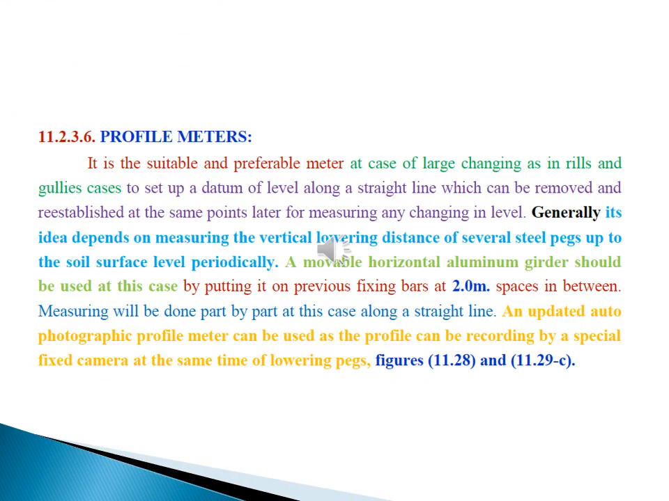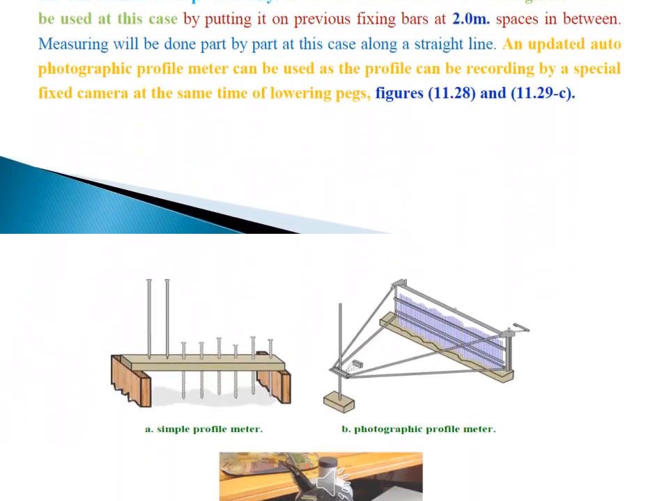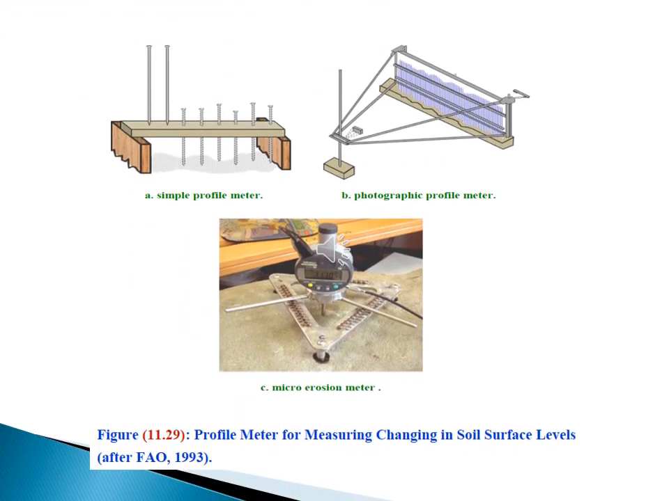Method number 6. Profile meter. It is a suitable and preferable method in the case of large changes, as in rills and gullies, to set up a datum of level along a straight line which can be removed and re-established at the same point later for measuring changes in level, as shown in the enclosed figure. Figure showing profile meter for measuring changes in soil surface level.